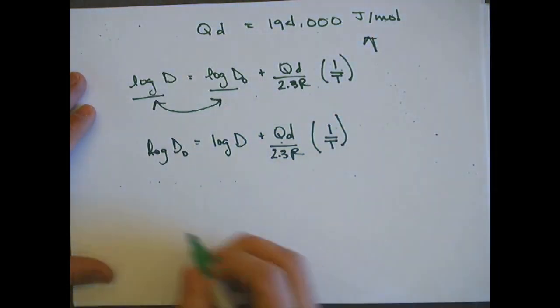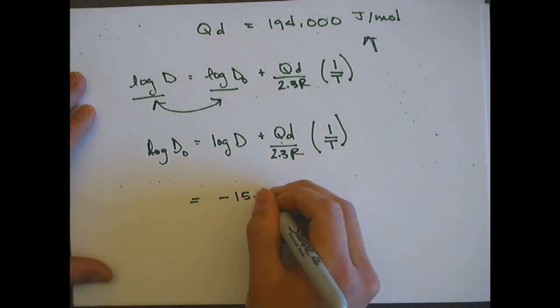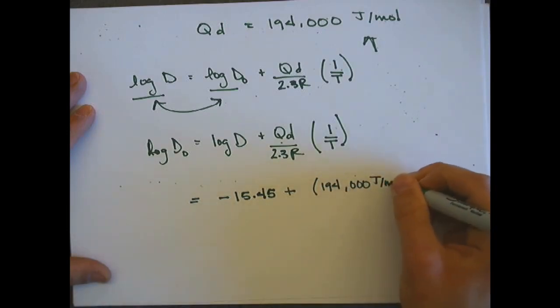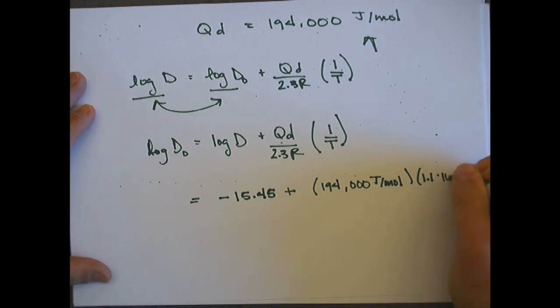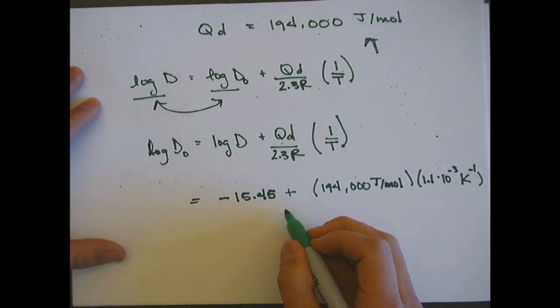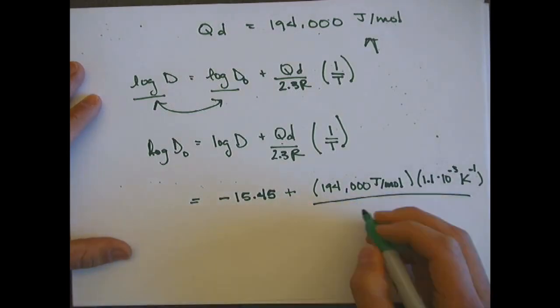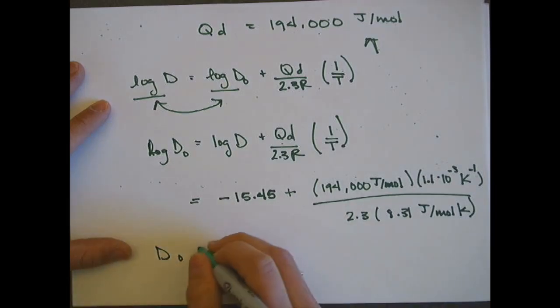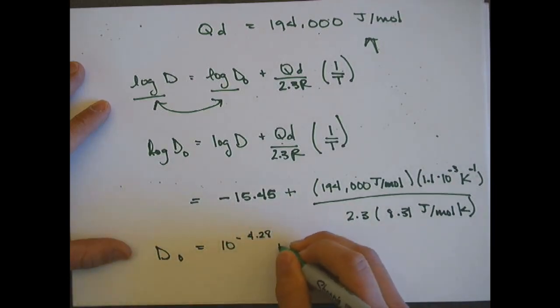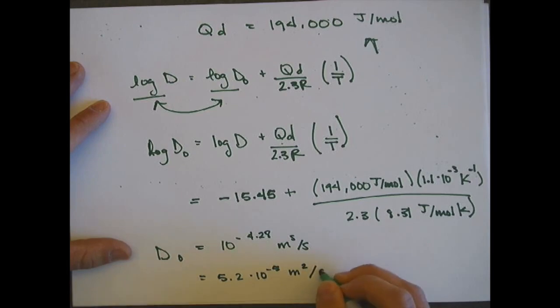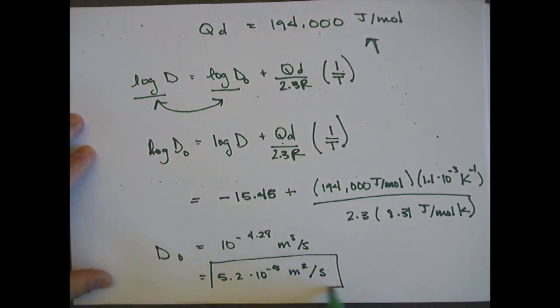Now, we're just going to plug in the activation energy that we've already solved for, the 194,000 joules per mole. I've arbitrarily chosen our second set of data points to use in solving for D_0, so I use negative 15.45 and 1.1 times 10 to the negative third per Kelvin. So now just plugging that into the calculator, not forgetting to divide by 2.3 times our value for R, the constant 8.31 joules per mole K. So we solve for our pre-exponential, and we get 10 to the negative 4.28 meters squared per second. The value that my calculator spit out at me was negative 4.28.